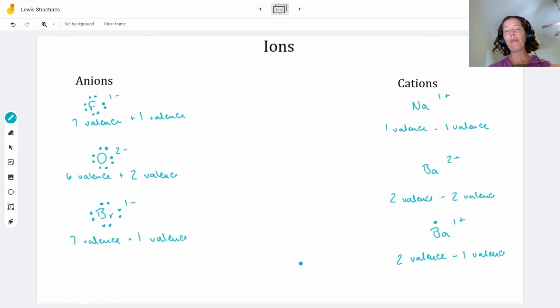Now, sometimes you'll have problems where they want you to show maybe a loss or a gain of electrons stepwise. So you might start with barium as a neutral atom with 2 valence, and then barium with a charge of +1 with 1 valence, and then barium with a charge of +2 with no valence, or again, you can think of it as a full outer shell. It just kind of depends on how your teacher or your professor is running your class. So just mimic whatever they are doing in class.